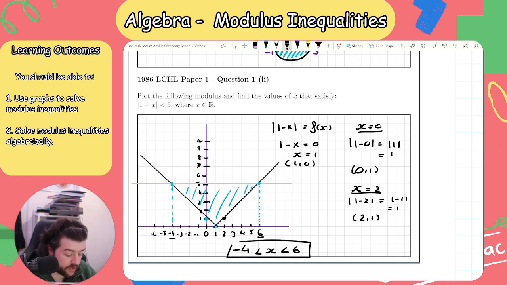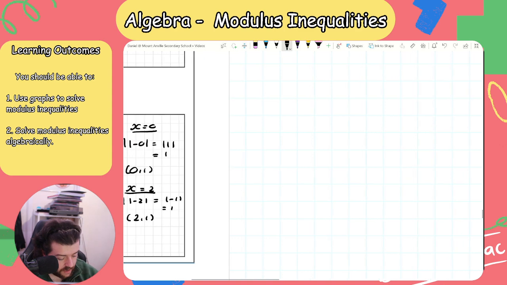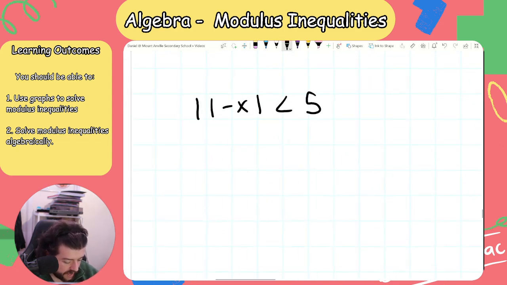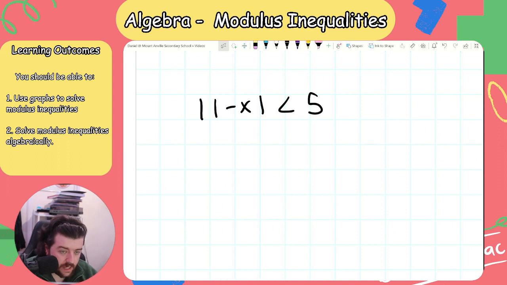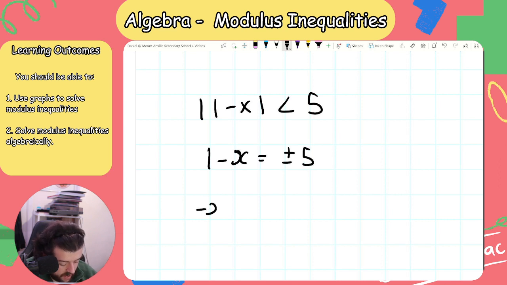We could check my answers using algebra. So I'm just going to quickly do that, to see how far off or correct I am. So I have the modulus of 1 minus x is less than 5. So 1 minus x is equal to plus or minus 5. So 1 minus x is equal to 5. 1 minus x is equal to minus 5.